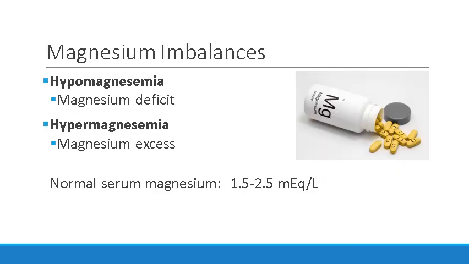Magnesium imbalances. So we're going to talk next about hypomagnesemia and hypermagnesemia. Normal serum magnesium is 1.5 to 2.5 milliequivalents per liter. And always remember, when we're talking about magnesium and we're talking about calcium, they work together. So if someone has abnormal values in one, it's likely that could be transferred to the other as well. So they tend to work as a team.